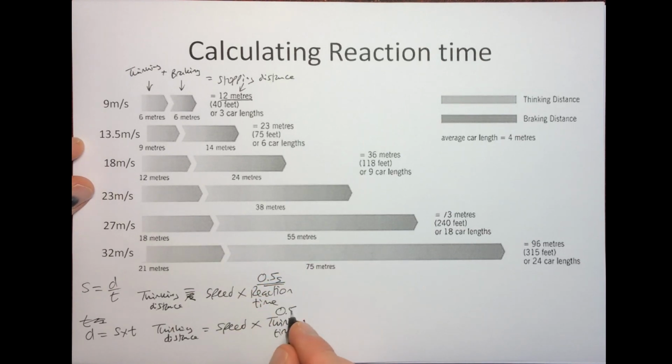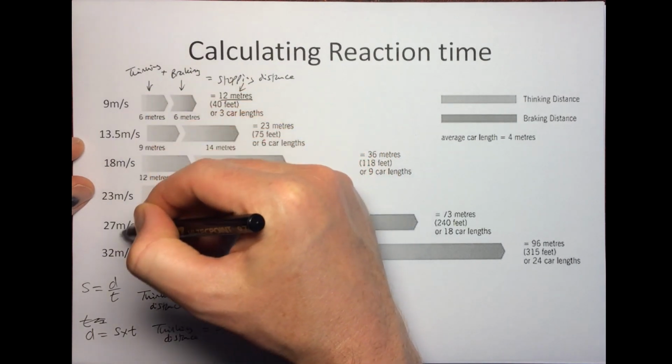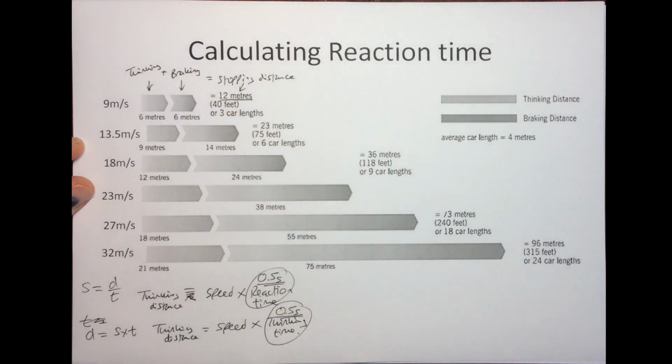0.5 seconds, your reaction time or your thinking time, same thing, okay? So that is constant. Your reaction time is not affected by the speed that you're going at. Whatever speed you're travelling at, your reaction time is always the same. The only thing that's going to affect your reaction time is if you are not thinking straight or you're distracted or whatever, and we'll talk about that in a bit more detail later.